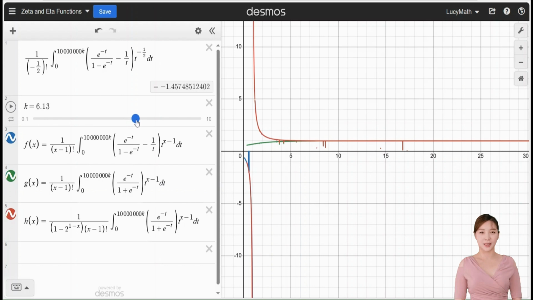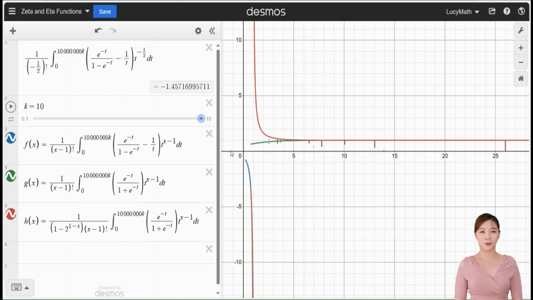Even if the range of k is expanded, the blue f of x and the red h of x overlap each other in the critical strip, showing the value where the blue f of x is closer to x equals 0. The zeta function of 0 is minus 1/2, so the blue f of x approaches minus 1/2, and the eta function of 0 is 1/2, so the green g of x approaches 1/2. When x approaches the negative direction of 1, the zeta function is minus infinity.